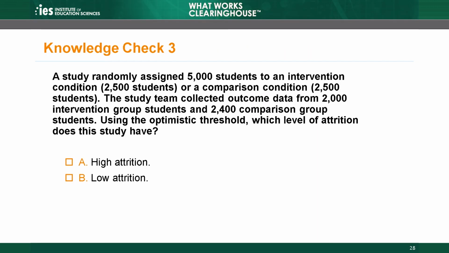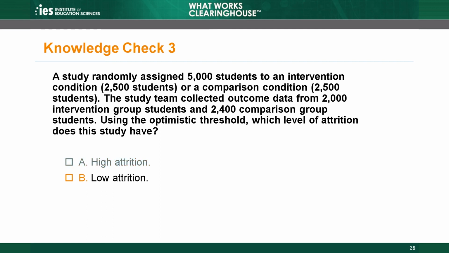Knowledge Check 3. A study randomly assigned 5,000 students to conditions evenly. There are 2,500 students in each group. The study team collected outcome data from 2,000 intervention group students and 2,400 comparison group students. Using the optimistic threshold, does this study have high attrition or low attrition?